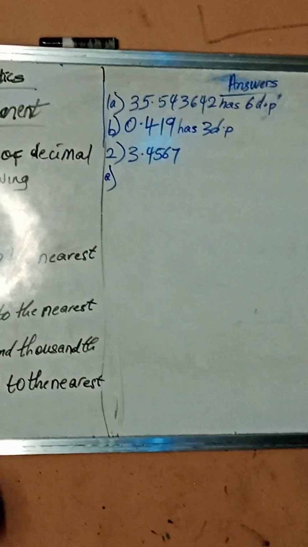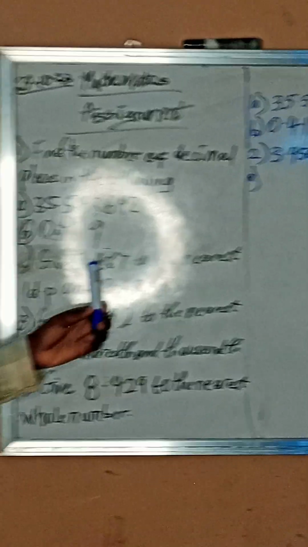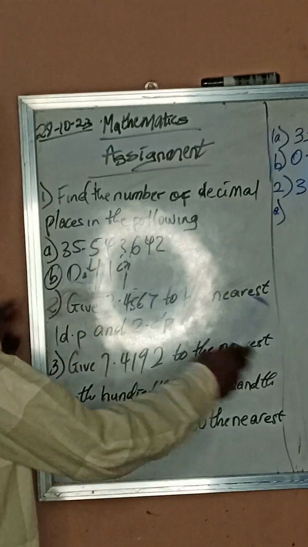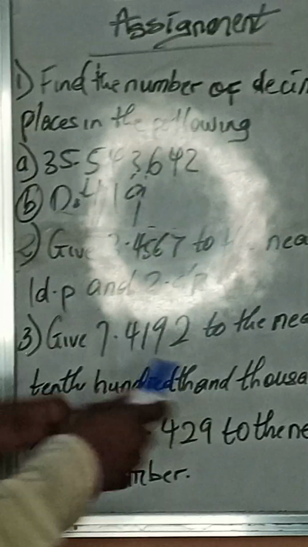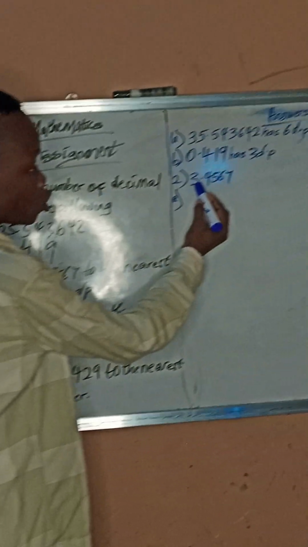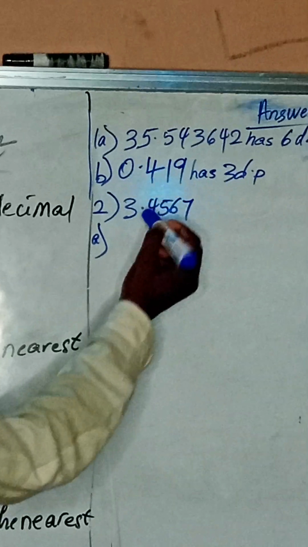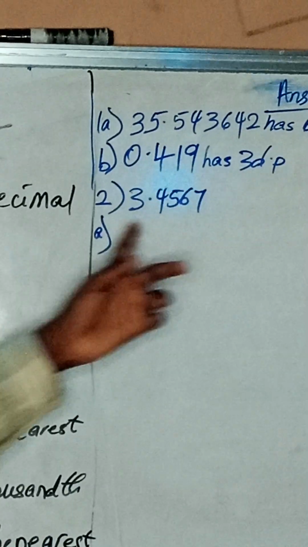Number 2 is: give 3.4567 to the nearest 1 decimal place and 2 decimal places. Let's first deal with the 1 decimal place. So 3 is a whole number. After the decimal point, you have the first decimal place. The first decimal place is 4.